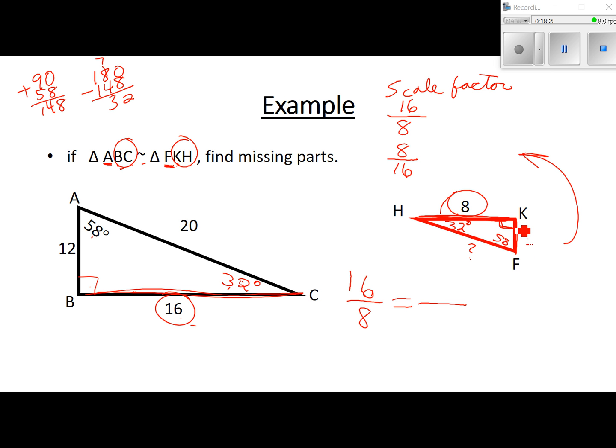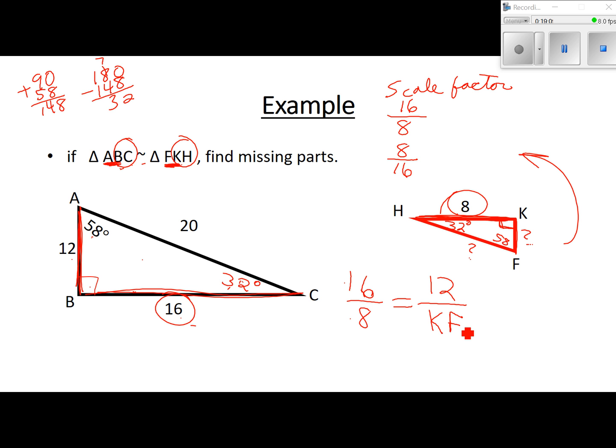Now I got to figure out what does it match up to in this other triangle. So what does it match up to in this triangle? So I look at this, KF is between the 58-degree angle and the 90-degree angle, so that would be the same as this one right here. I could also look at the names and see KF are the first 2 letters, so it'd have to be segment AB. However you're doing it, you just have to make sure you match them up correctly. So 16 compares to 8, the same as 12 compares to segment KF.